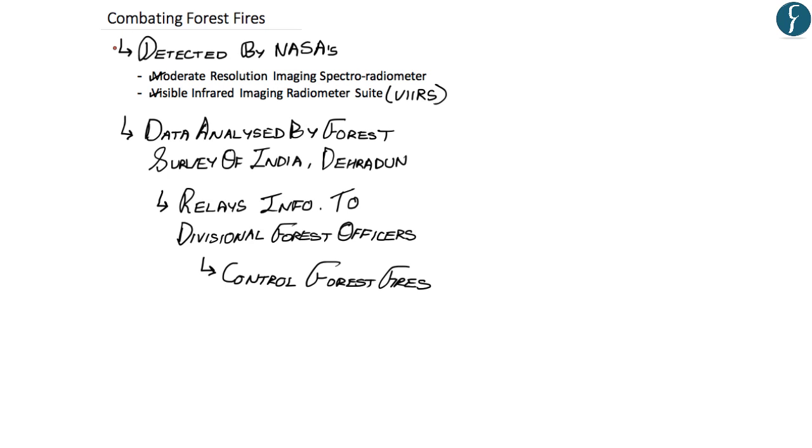Now hopefully up till here you have understood that forest fires are initially detected by NASA, whose data is analyzed by the Forest Survey of India, which is located in Dehradun, and the FSI then relays this information to divisional forest officers, who then begin the process of controlling forest fires. Now let us understand what are the approaches to combating forest fires.